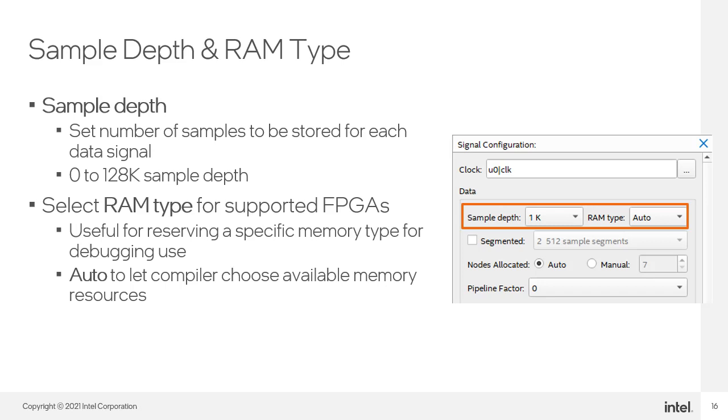The RAM type setting lets you specify which type of memory block resource you'd like to use to implement the buffer. By specifying a RAM type, you can reserve the selected type of memory for use by the logic analyzer, preventing the tool from using other memory that may be needed for the main design. This setting is only available for devices that have more than one type of memory block available. If your device does not include multiple memory block types, or you don't need to reserve a specific type, set this to auto.